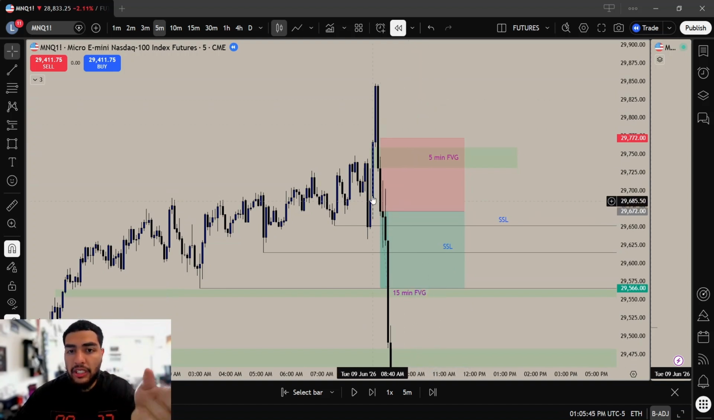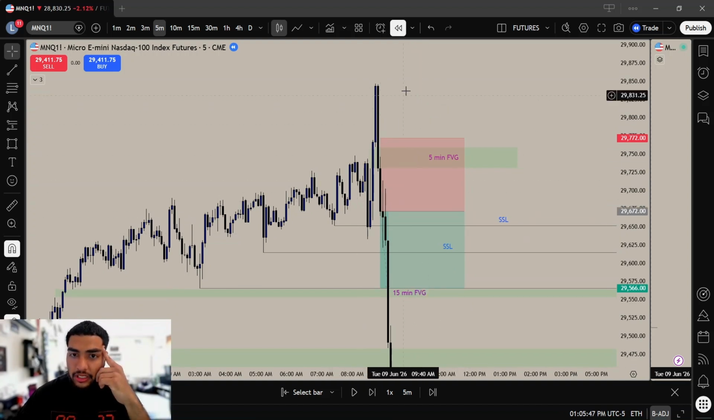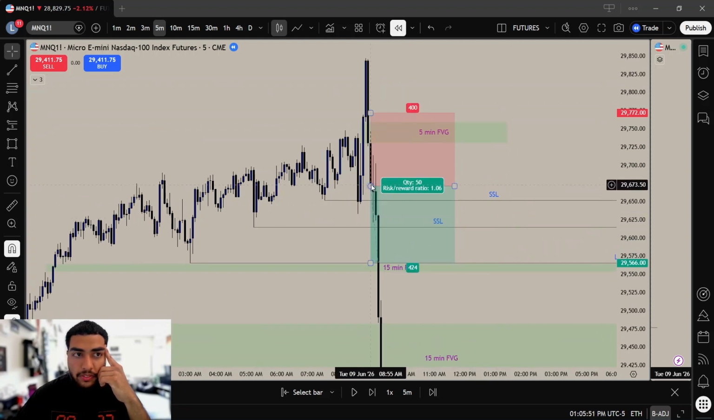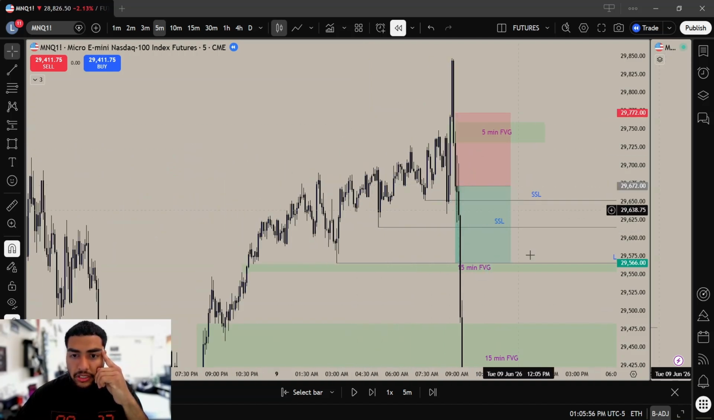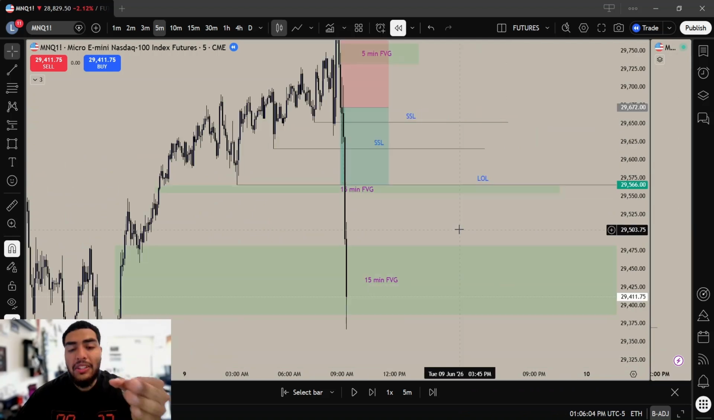But it created a 5 minute fair value gap. We inversed it, and then we waited till it closed below it, and took the short right there to this London low, and you took profit.